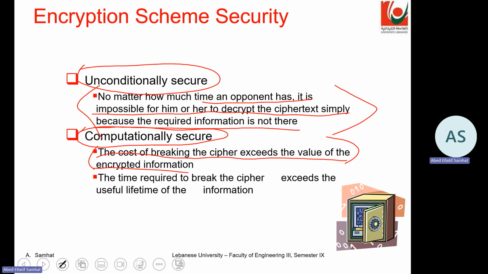Meaning the information stops being important once the receiver knows it; even if someone decrypts it after it reached the receiver and was used, the information no longer matters. So it's not a problem in this case. That's what we call computationally secure. Okay. So the time required to break the cipher exceeds the useful lifetime of this information. This is to summarize the idea.